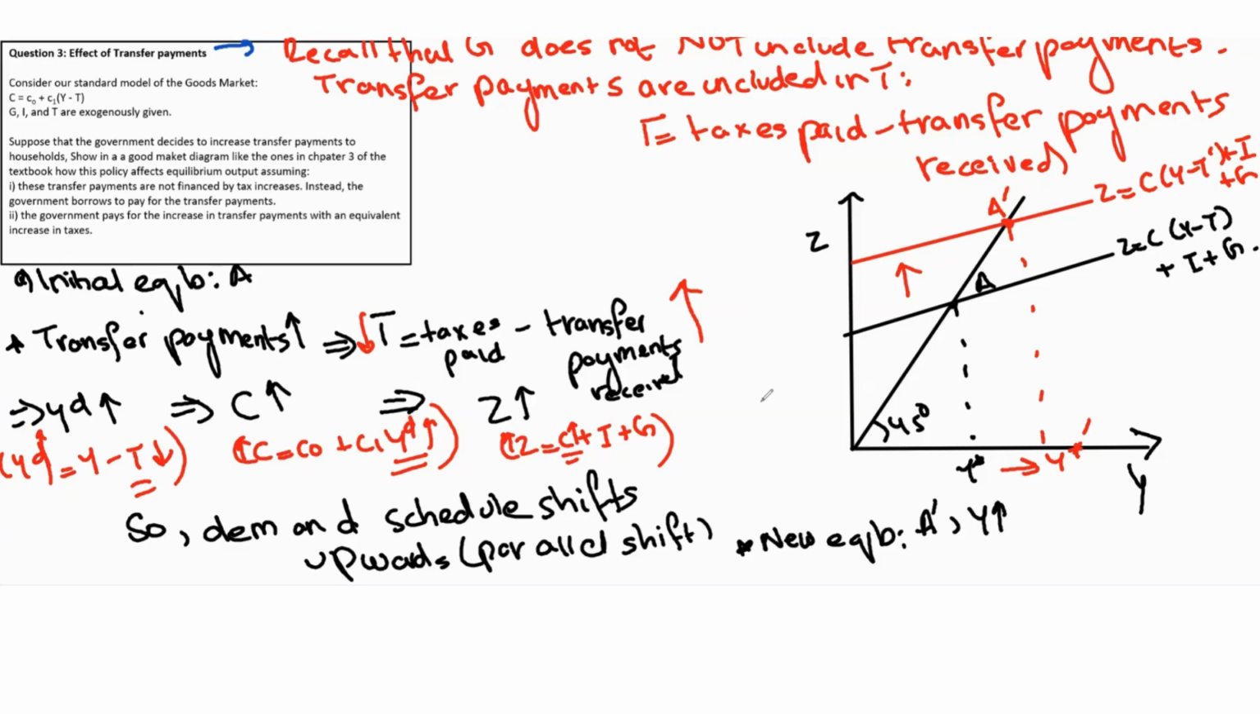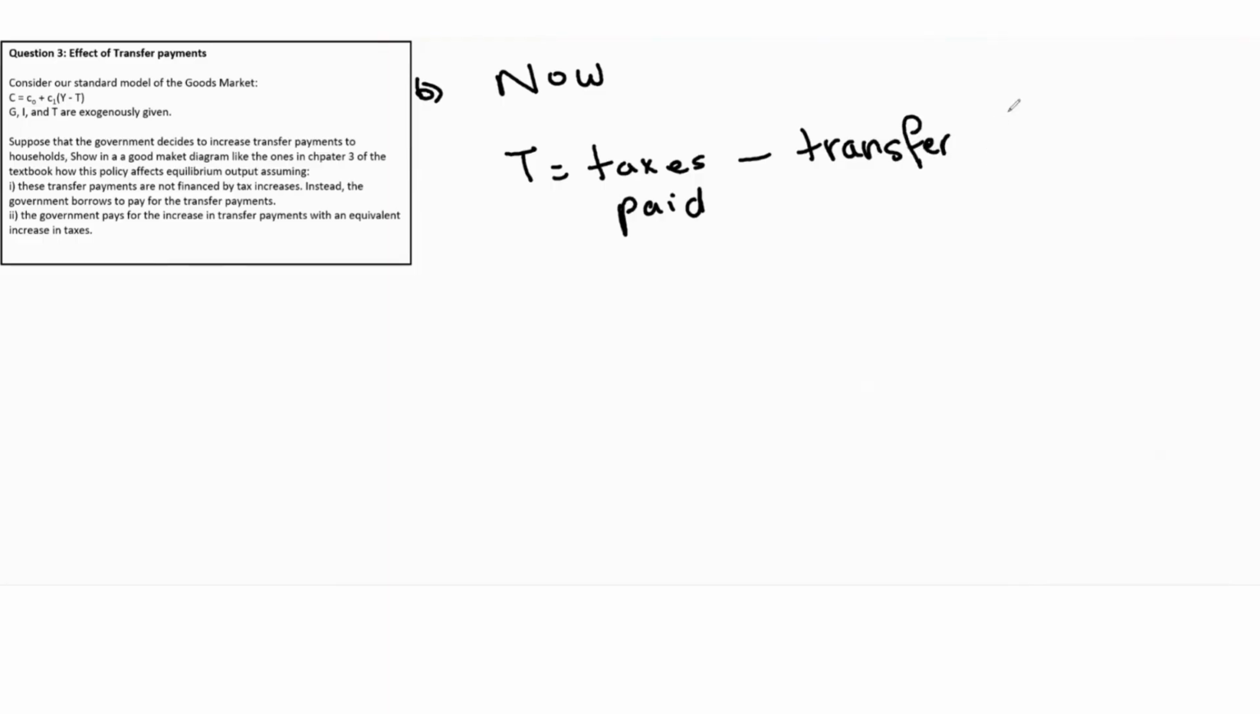And let's look at the effect of what if these transfer payments are financed with an equivalent increase in taxes. So let's look at part B. Let's clear all of this up. Now, the second part: how did we define T? Remember, T is defined as taxes paid minus transfer payments received.